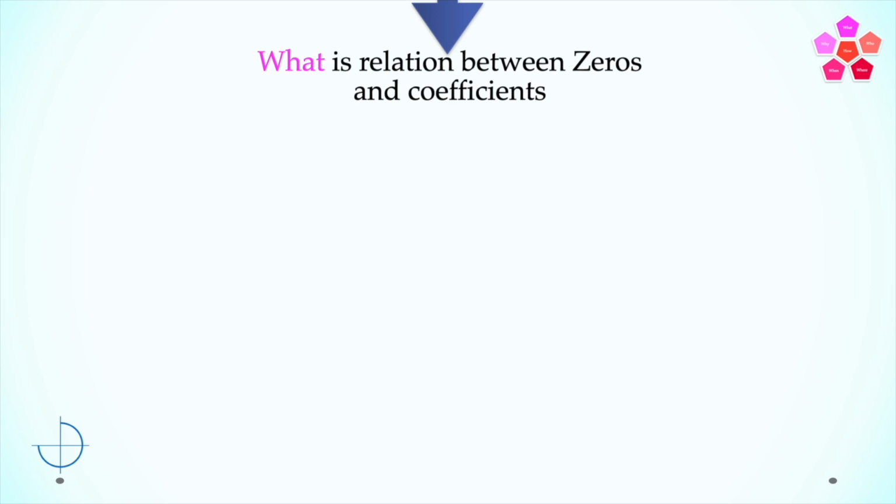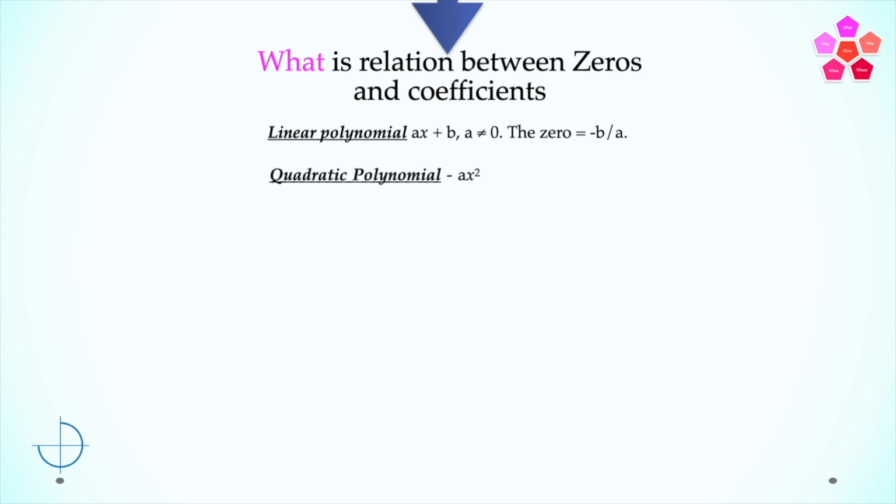So the next question obviously is, what is the relation between zeros and coefficients? A linear polynomial is ax plus b, where a is not equal to 0. The zero is equal to minus b by a. For a quadratic polynomial of the form ax squared plus bx plus c, where a cannot be equal to 0, let's say we have two zeros, alpha and beta.